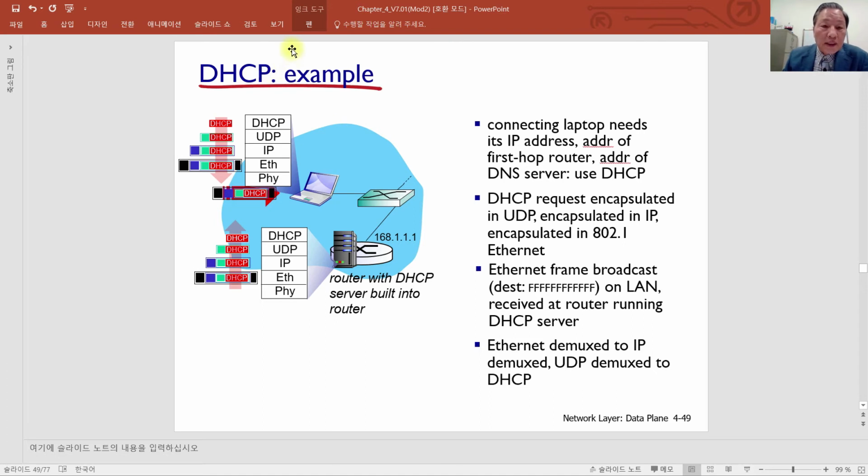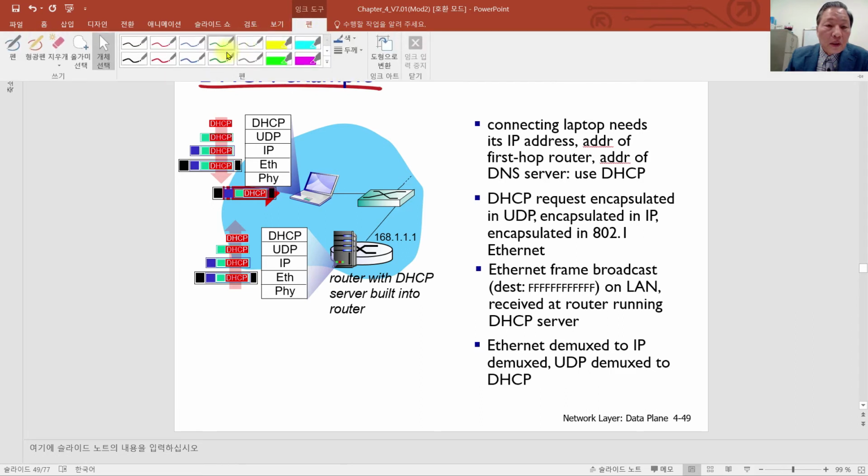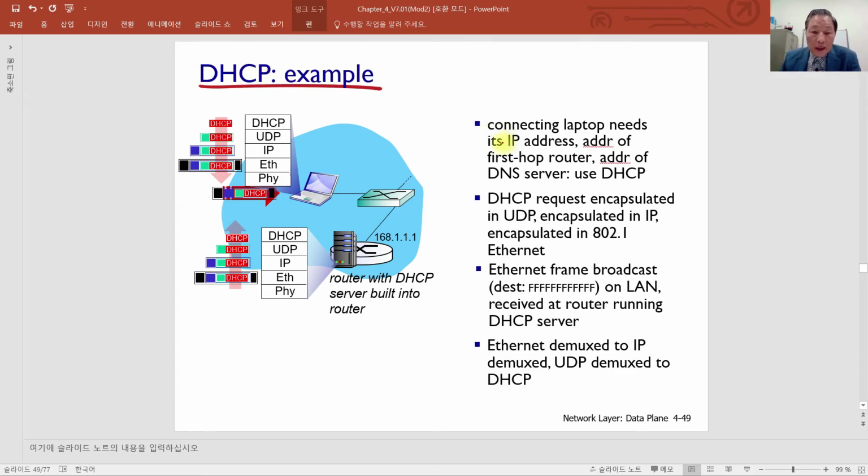This is the example for that DHCP operation. First, a connecting laptop or notebook needs its IP address, the address of the first hop router, the gateway IP address, and the address of the DNS server. We don't need to provide these. Automatically, if there is any DHCP server providing that information, it will provide it using the DHCP protocol.